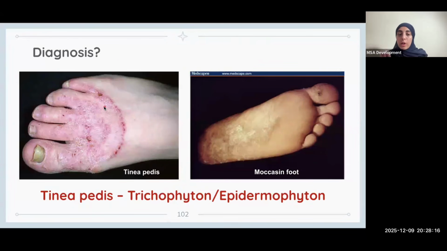But then if it's a chronic infection and stays for long, you get hyperkeratotic skin. Okay, and this is what the hyperkeratotic skin looks like. And when it gets to that stage, we call it moccasin foot. Okay, so moccasin foot is kind of like a chronic form of tinea pedis, okay? So when you see the ring, it's a very clear ring with the red in the border, right? Tinea pedis. And again, trichophyton, epidermophyton, just like most of them.